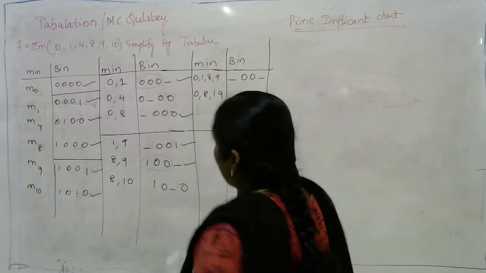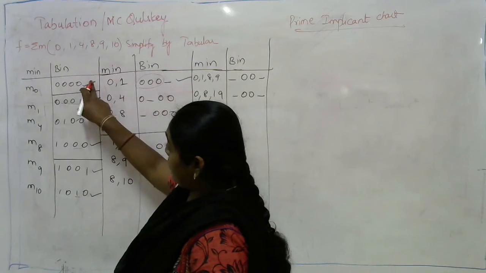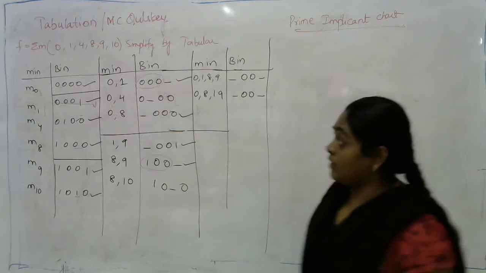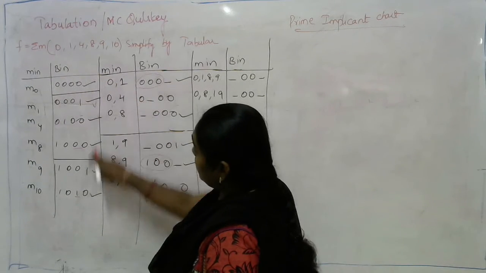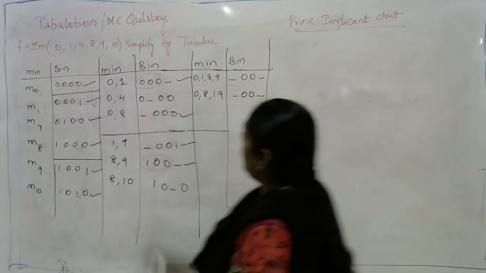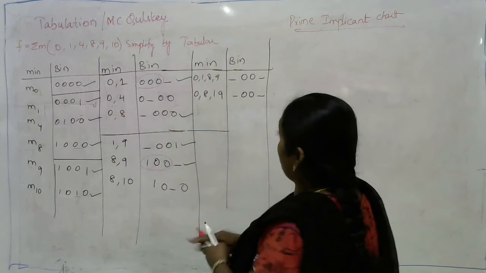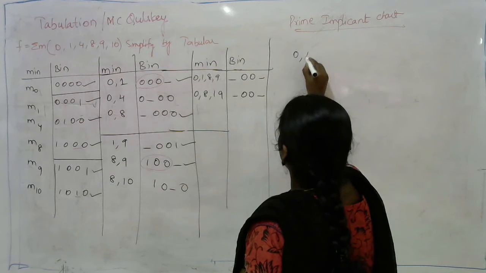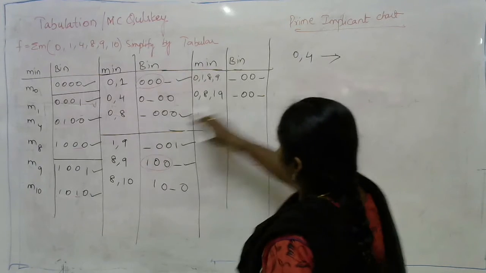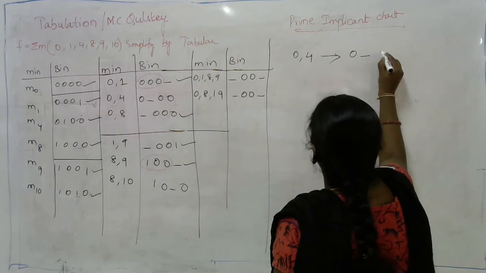So here the prime implicant chart is. Now let me start from here. Whichever numbers, the minterms which are not having a tick mark, those are called prime implicants. So in the first column, as all the minterms are covered, I don't have any prime implicant related to the first. Coming to the second one, as there is no tick mark for the 0, 4, the first prime implicant is 0, 4. Similarly, write down the corresponding binary representation, 0 dash 0 0.